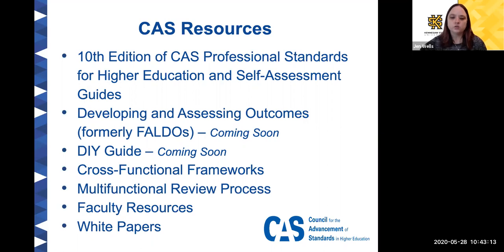The multifunctional review process is a document to help you if you are maybe a smaller unit with multiple functions, or you're really looking at one unit with multiple functions wanting to do a review at one time. So it helps us guide you through taking maybe 10 functional areas and doing one review.